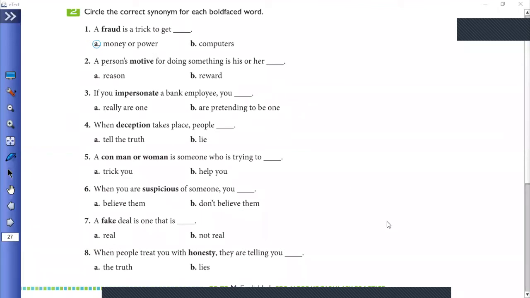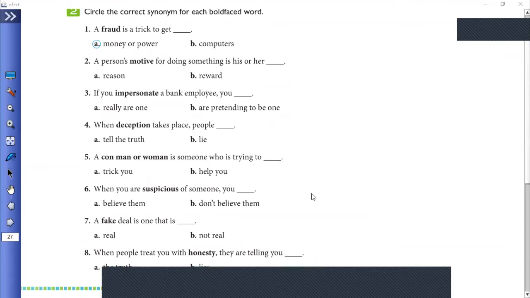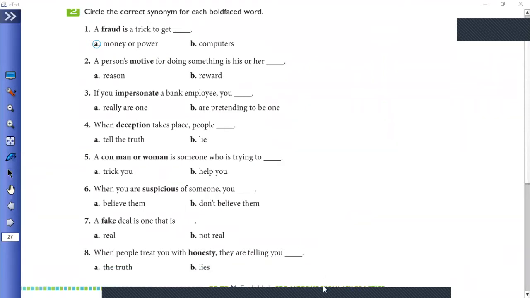Is there anyone in this class who can help me out with annotating today? Anyone who knows how to do that? No? Oh, that's sad. I thought I would have a volunteer. Okay, no worries. Then I will do it.